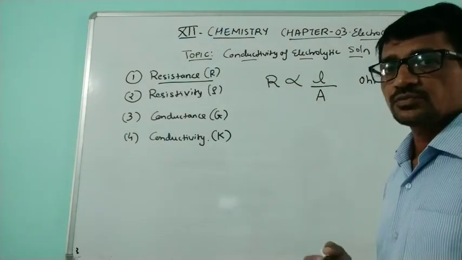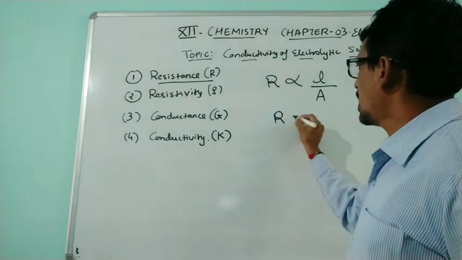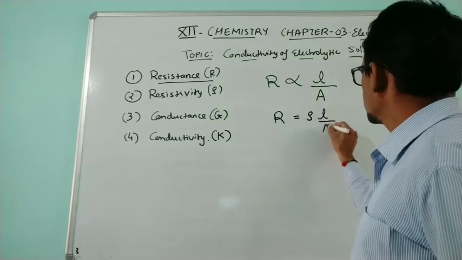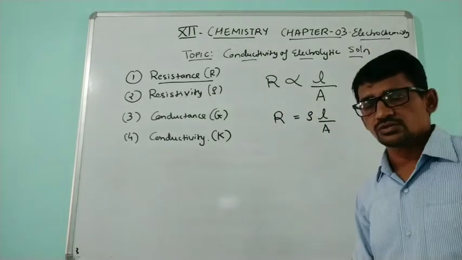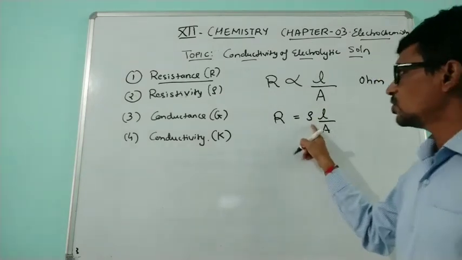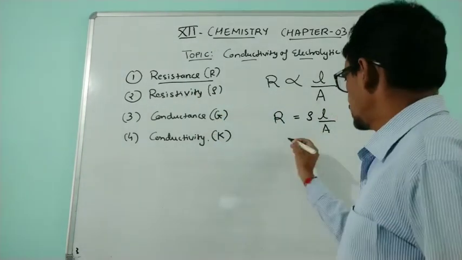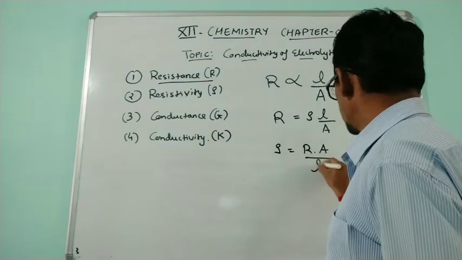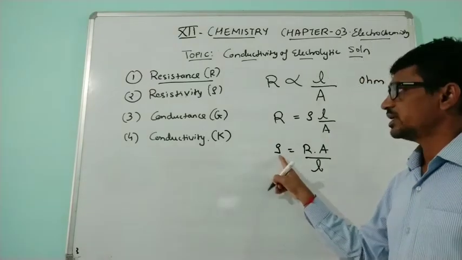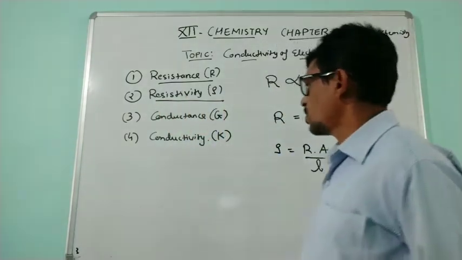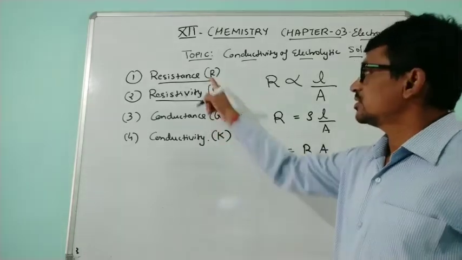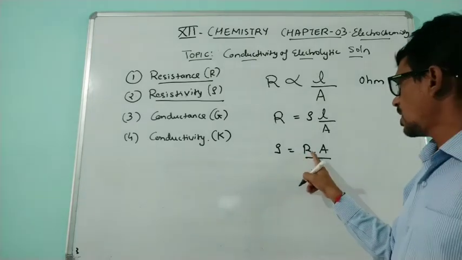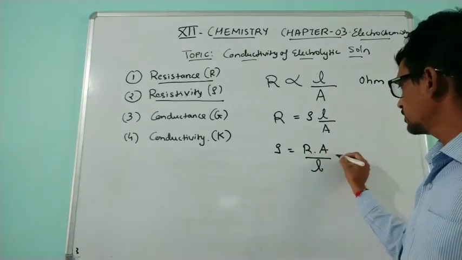Suppose we want to find the specific resistance, then R is equal to rho L by A. The proportionality constant we have put is rho. This rho is nothing but the resistivity. If you rearrange it, then rho is equal to R A by L. Rho is known as resistivity. It is also known as specific resistance.